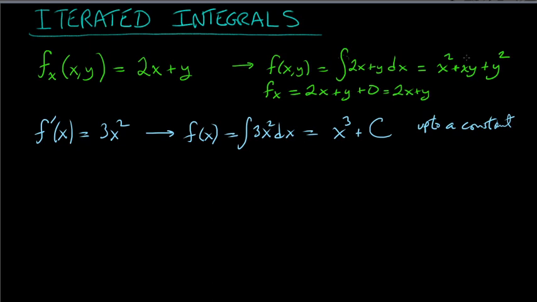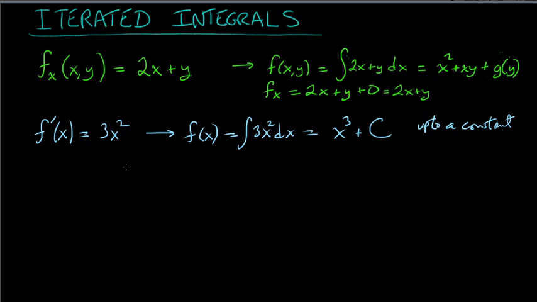So this could have been y cubed. This could have been y to any power. In fact, it could be any function of y here. It could be e to the sine of y squared or something. As long as it just depends on y, when you take the partial derivative of that, you just get 2x plus y. So this is not just a constant, it's any function of y alone.